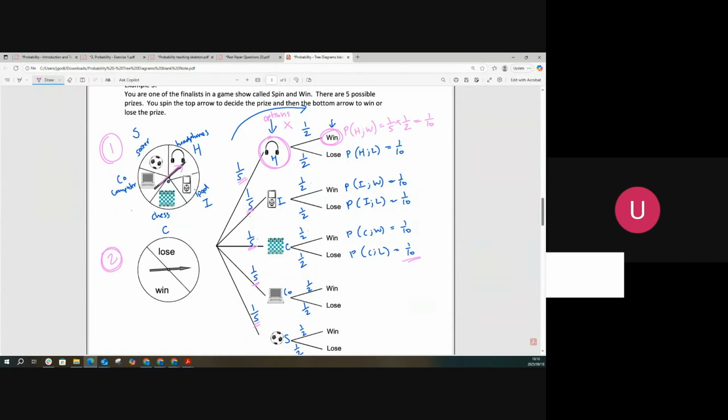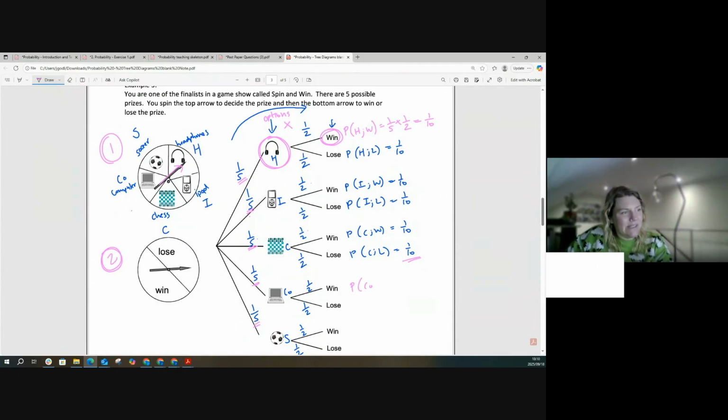Okay, so let's carry on filling this in. So this is the probability of a computer and a win, and the probability of spinning a computer and losing.